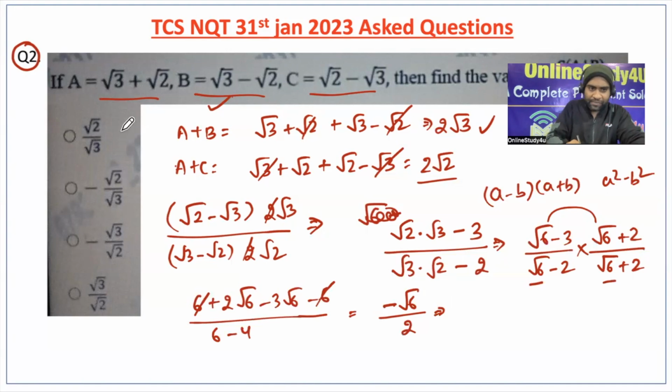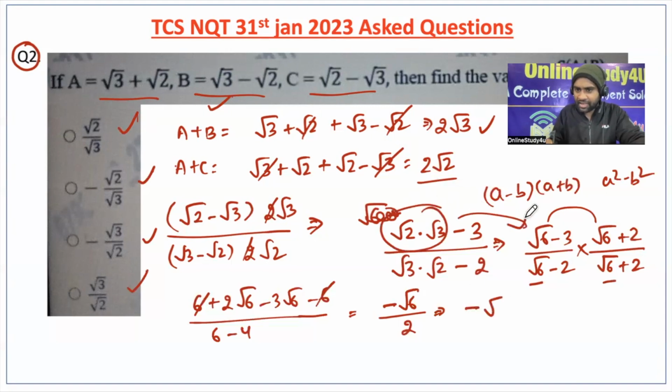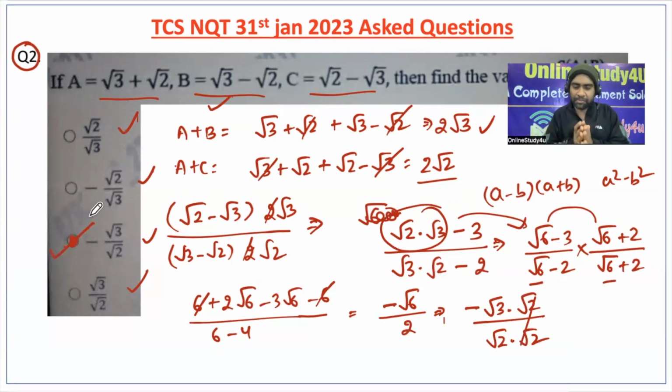Okay, but if you see, the answer is given in a square root of 2 and a square root of 3 form, so no problem. A square root of 6 I can write like this, okay, because earlier we had multiplied, right? So a square root of 3 into a square root of 2, and 2 I can write as a square root of 2 into a square root of 2, so my answer will become minus a square root of 3 divided by minus square root of 2. That means option 3 will become the correct answer.